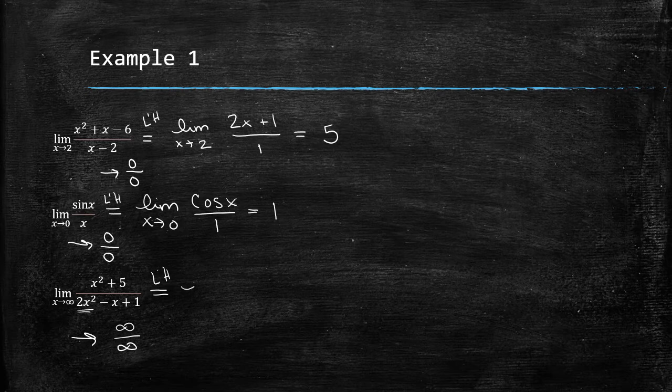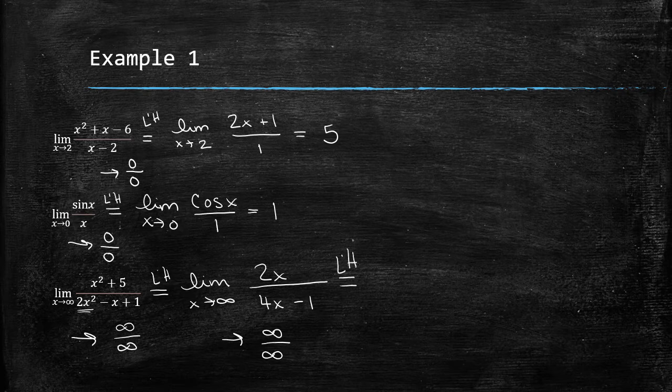All right, so now we apply L'Hopital's rule. The derivative of the numerator is 2x. The derivative of the denominator is 4x minus 1. Good. This is still indeterminate. The numerator is still going off to infinity, and the denominator is still going off to infinity. So we can use L'Hopital's rule one more time. This time the derivative of the numerator is 2, and the derivative of the denominator is 4. So we take the limit and we'll get 2/4, which reduces to 1/2.